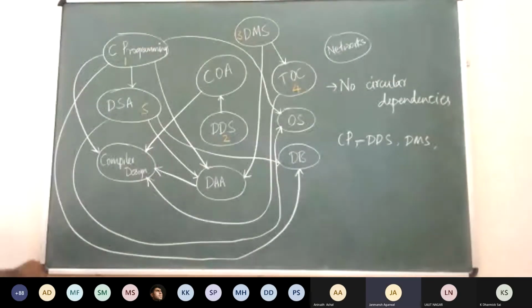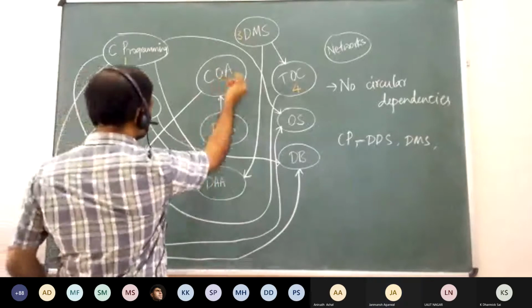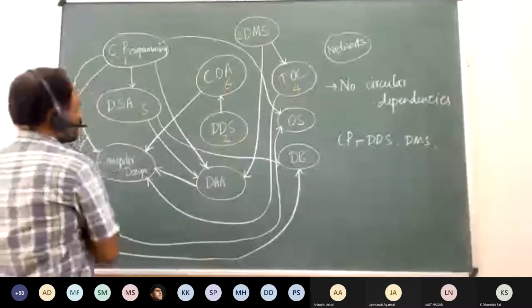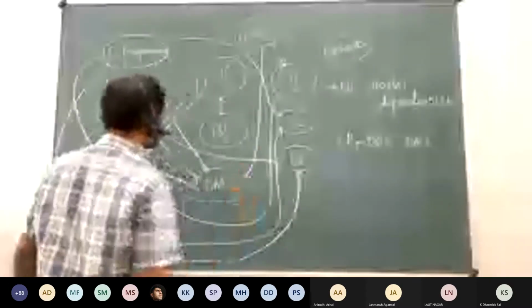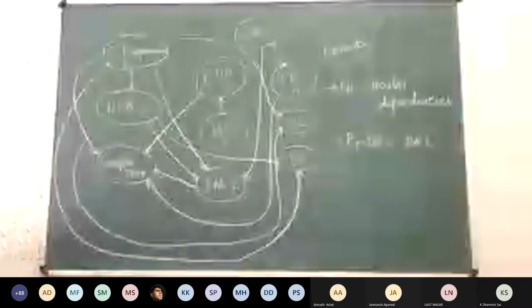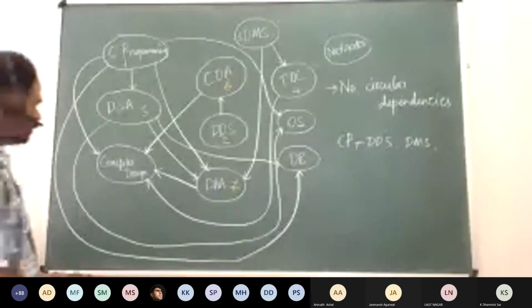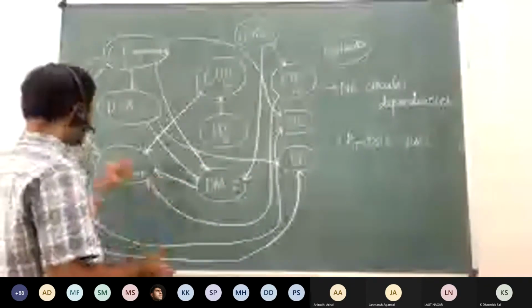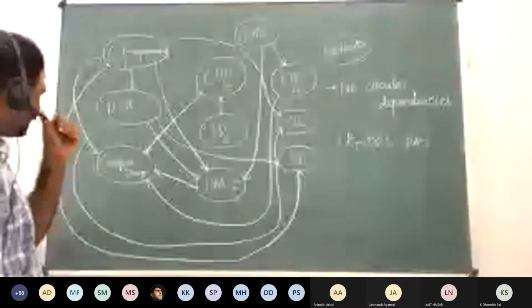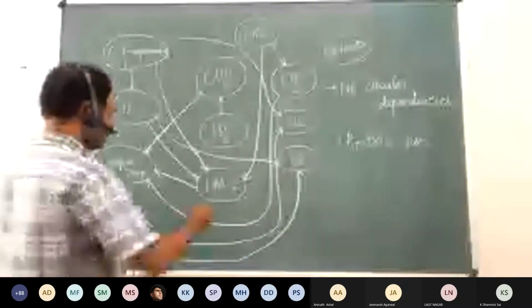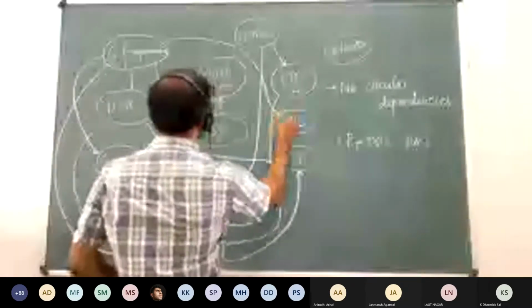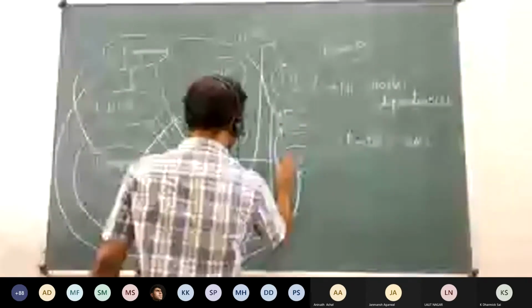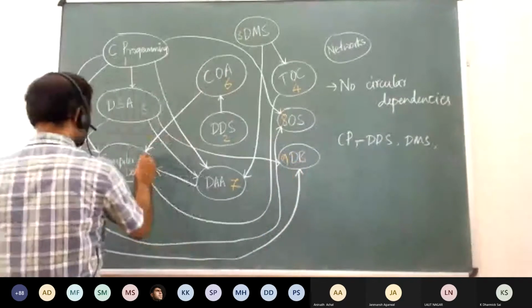Then DSA. DAA or this one, right? COA, computer organization and architecture, right? So DAA could come, right? Even after these things I could put these things, right? Now for OS, all the prerequisites are finished, right? So I can put OS, any databases I can put anytime, right? Compiler design I can put anytime.